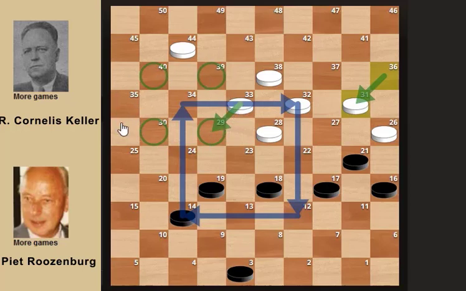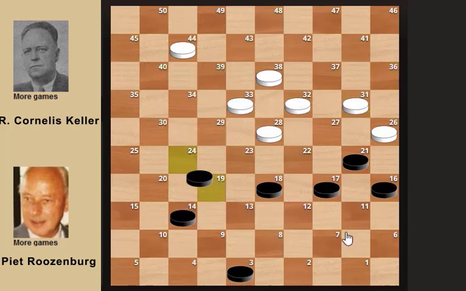Because looking at this position here, everything is empty. At the vertex here, there's no piece surrounding the vertex. Meanwhile, you have a piece at 33, we can move to 29. So this is where Keller lost the game. So you see, after playing this, Roozenburg moved to 24. If Keller had played 33, 29, Roozenburg would not be able to play 19 to 24 to take the 24. So this is the mistake Keller made in this game.